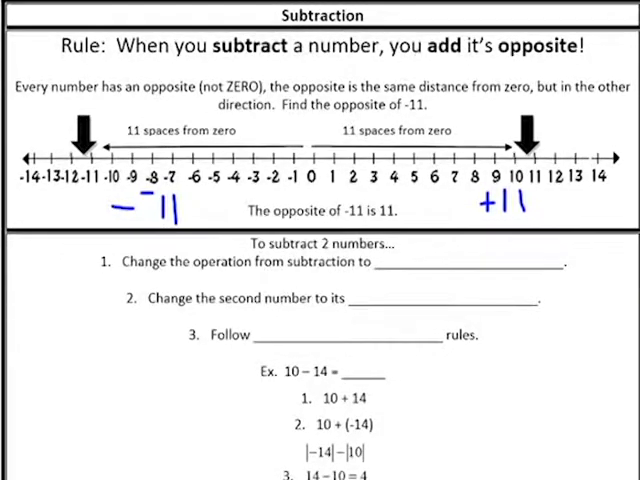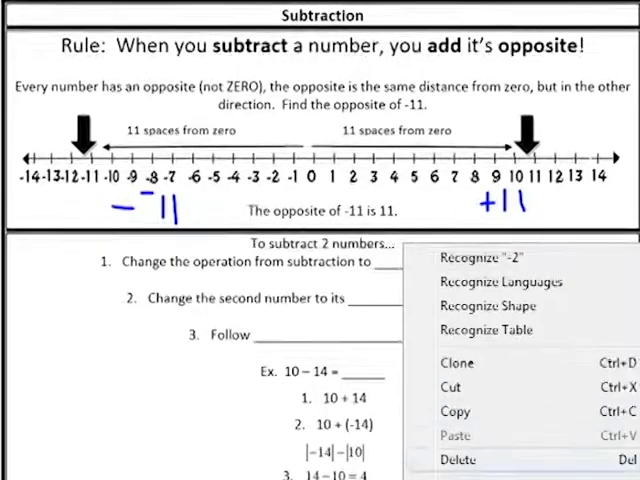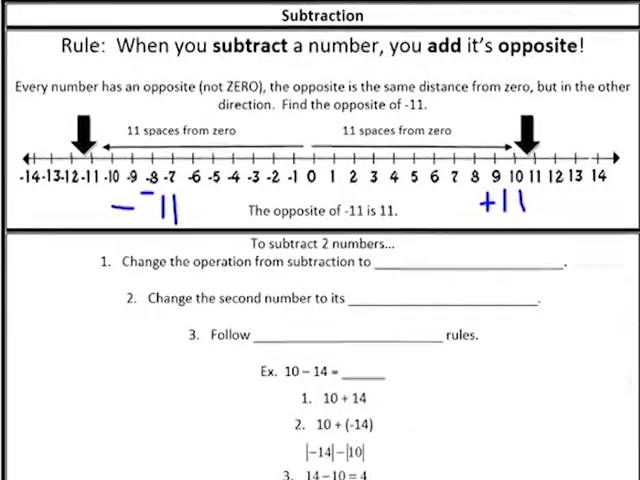One thing a lot of students tend to understand better: if I said 5 minus negative 2, two negatives, or a subtraction and a negative, become plus a positive. So you change the operation to plus, and you go to the opposite of the second number.